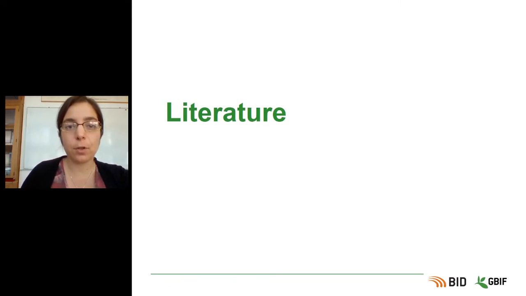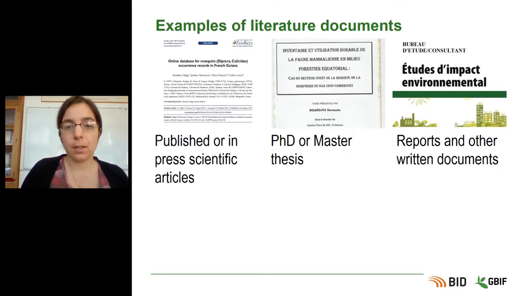Some other kind of origins of data that you can have in your institution can be literature. So what are we talking about when we think about literature? Here you can see a few examples of literature documents. So first of all, of course, you can have some published or in-press scientific articles that are published by you or your colleagues. Then you can also have some PhD or master thesis and reports and other written documents.